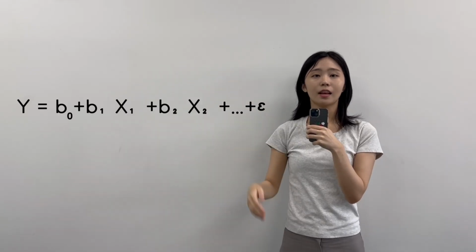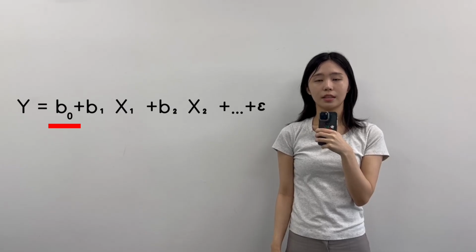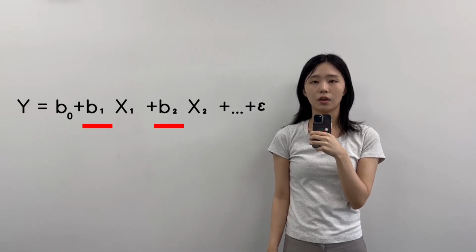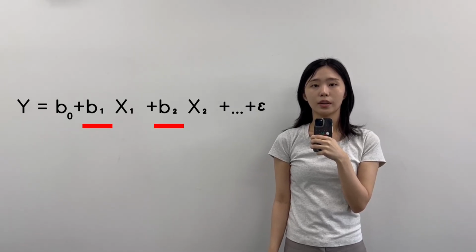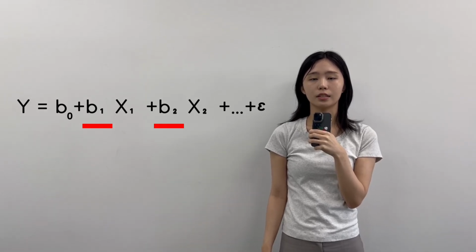The equation looks like this. In this equation, B0 is the intercept, the expected value of y when all predictors are 0. B1, B2, and so on are the slopes, showing how much y is expected to change when each x increases by 1 unit. Now, let's take a look at the actual data.